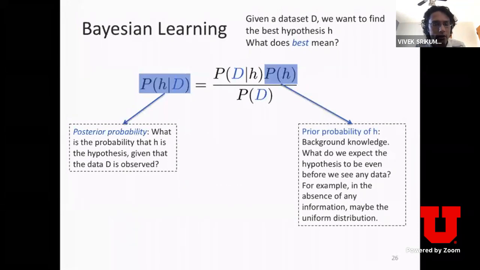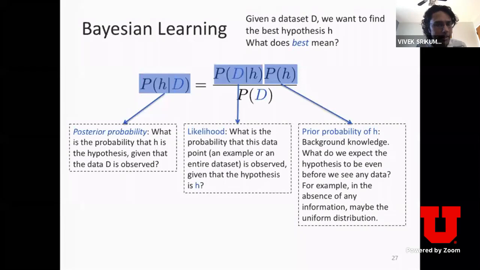The first term on the right is the prior probability. H is an event, right? It's the event that this particular hypothesis is chosen. The prior probability of H encodes background knowledge. It's the distribution that says, what do we expect the hypothesis to have been before we saw any data? In the absence of any information about the hypothesis space, can we say anything about a preference for one hypothesis over another in the absence of any data? If you don't have any such information, then essentially P of H could be the uniform distribution.